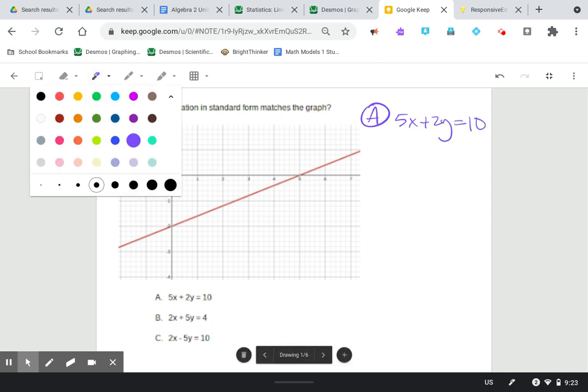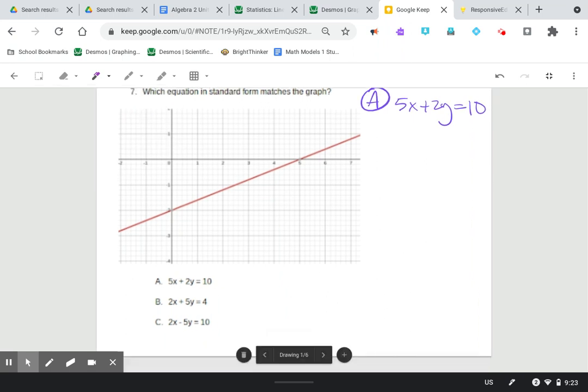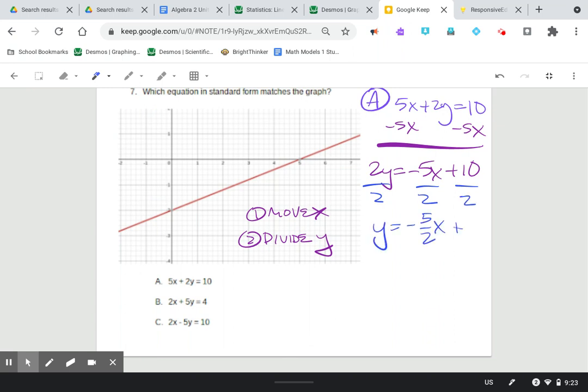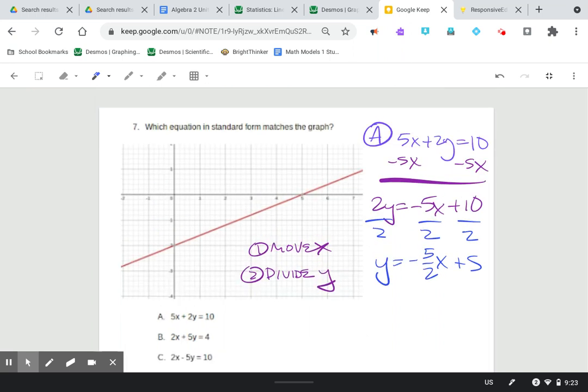So we're going to do the process, which is to first move the x, and then divide by the 2 for the y. So I'm going to move x first. I get 2y equals -5x plus 10. I'm going to divide both sides by 2. y equals -5 over 2 x plus 5. You can already see that the y-intercept is not correct because the y-intercept here is -2. That doesn't work. So A cannot be the answer.